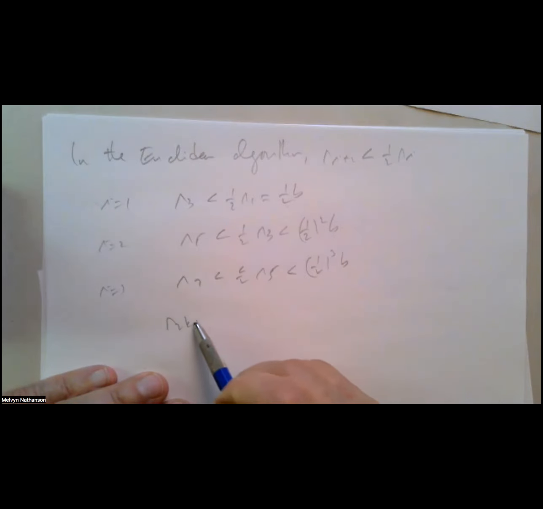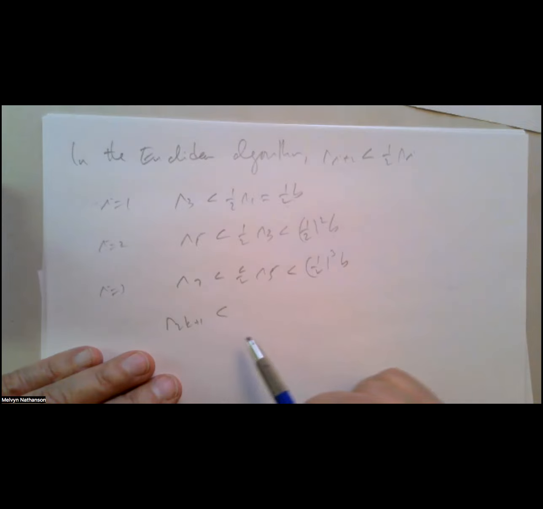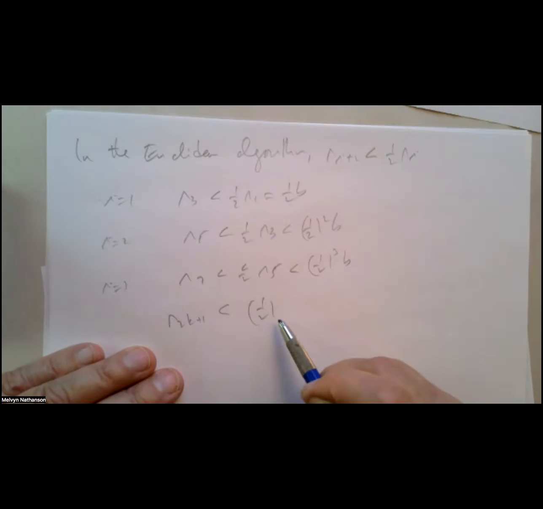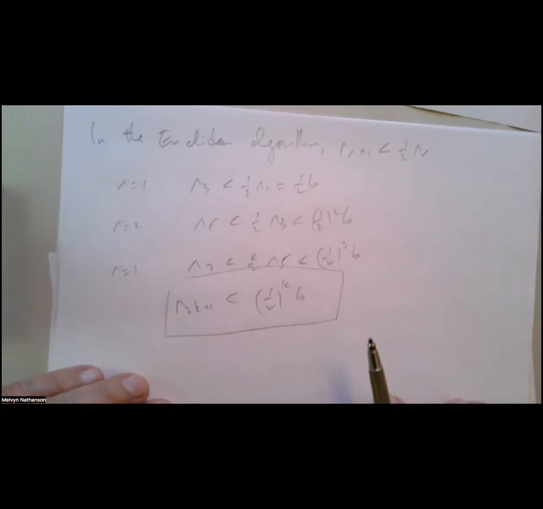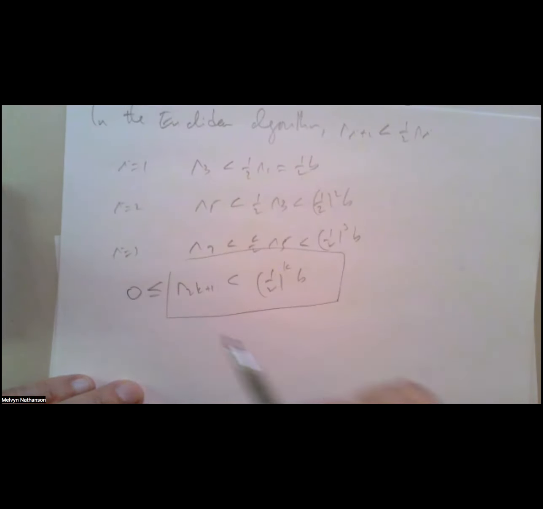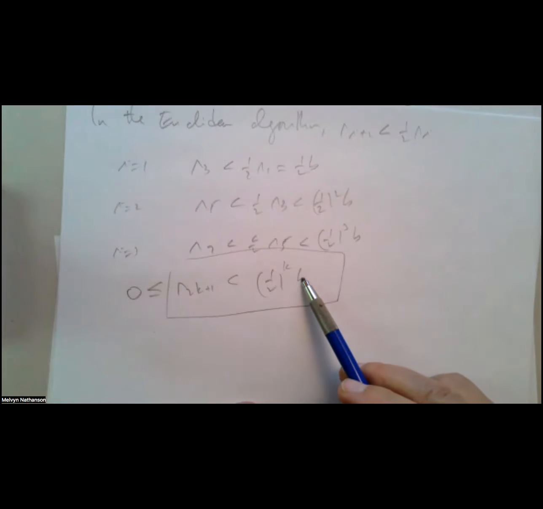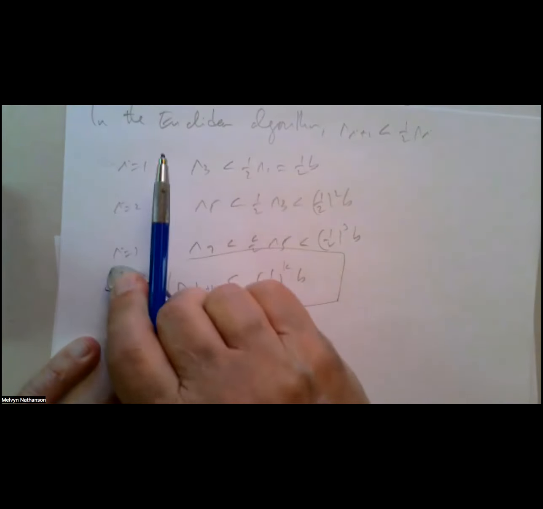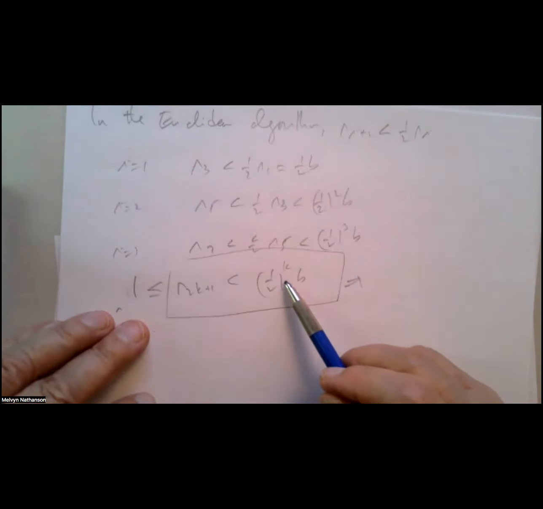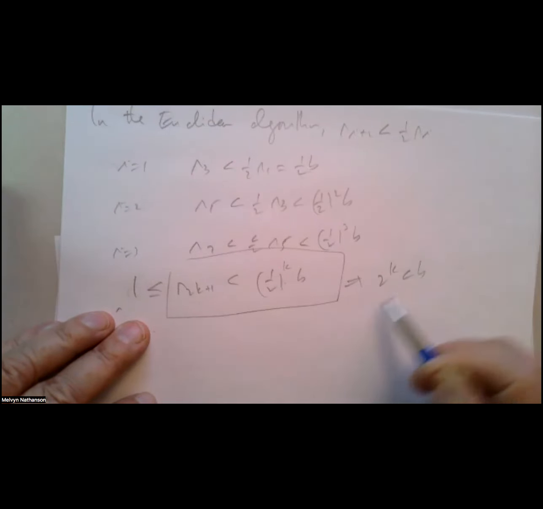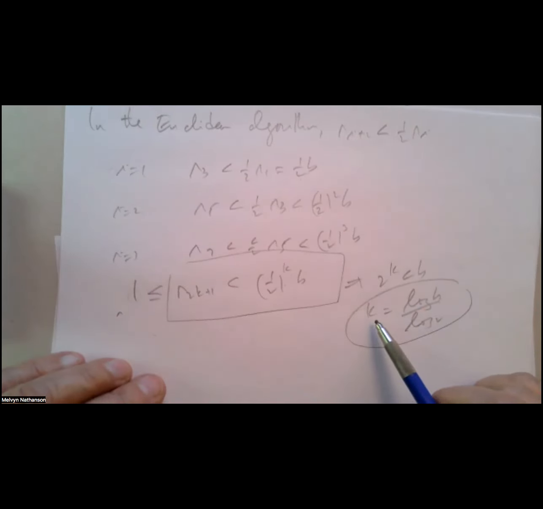And in general, R_{2k+1}, for any odd remainder, is going to be less than one half to the k times B. And these remainders are all greater than or equal to 0. Certainly one half to the k times B is greater than or equal to 0, but until you get to the first 0 remainder, this is at least 1, which means 1 is less than B over 2 to the k, so 2 to the k is less than B, and k is less than log B over log 2.